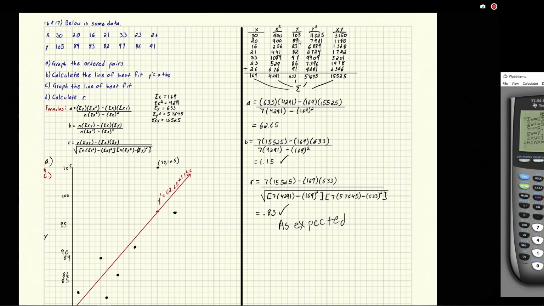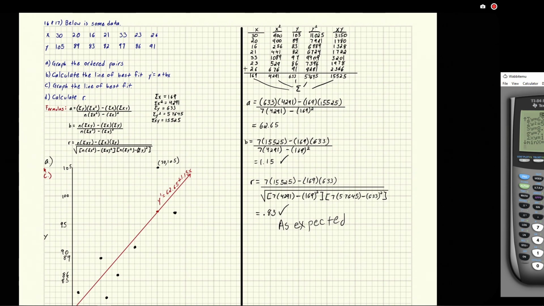Just be consistent. So we write all our y values down, and then we go ahead and we square all our y values. So you take 105 and you square it, and you're going to get this. 89, you square it, you're going to get this. And you do this for all of them. You square each and every one.